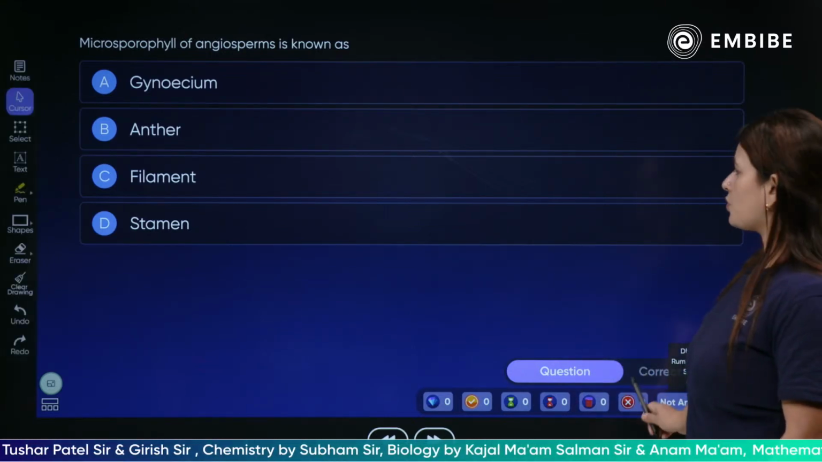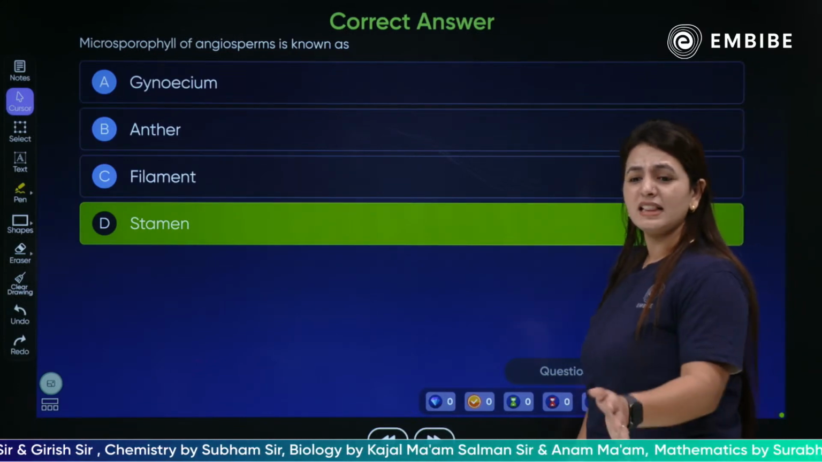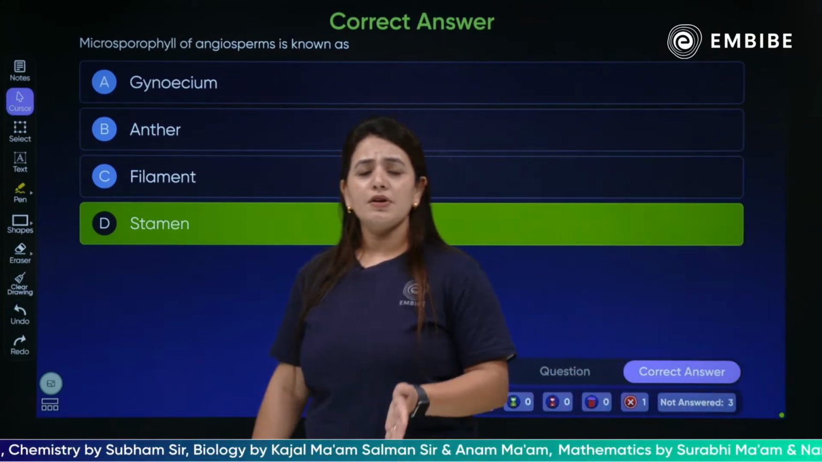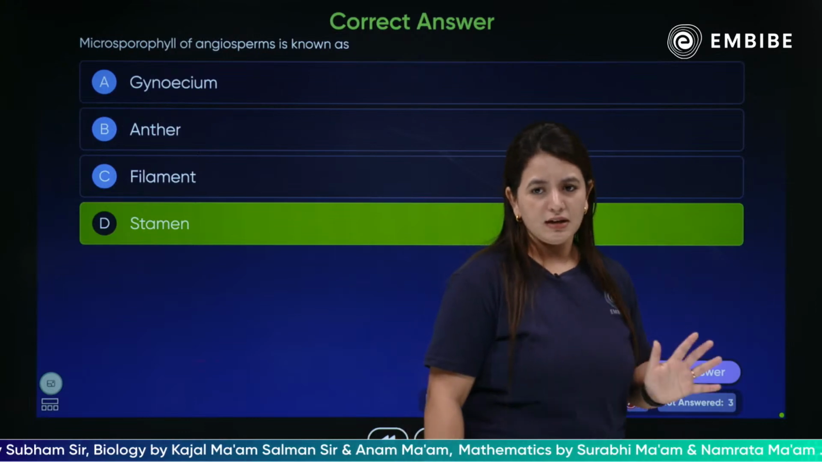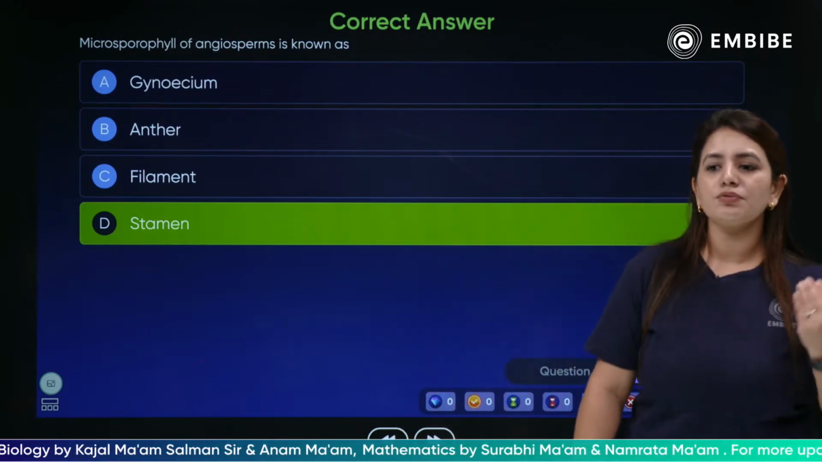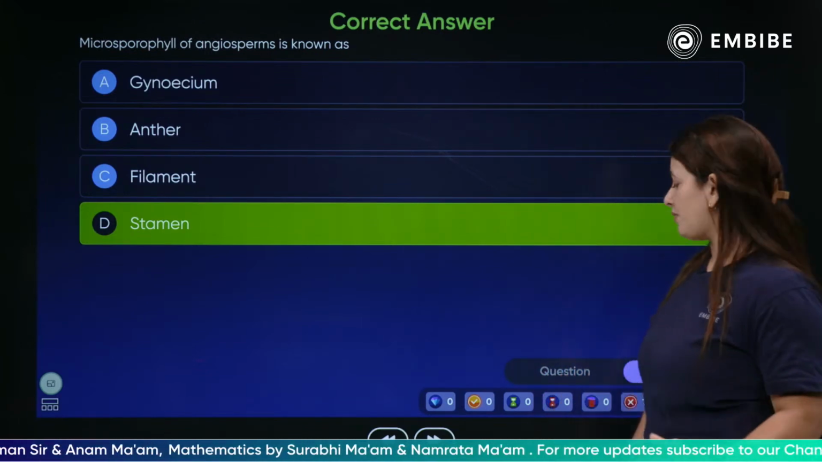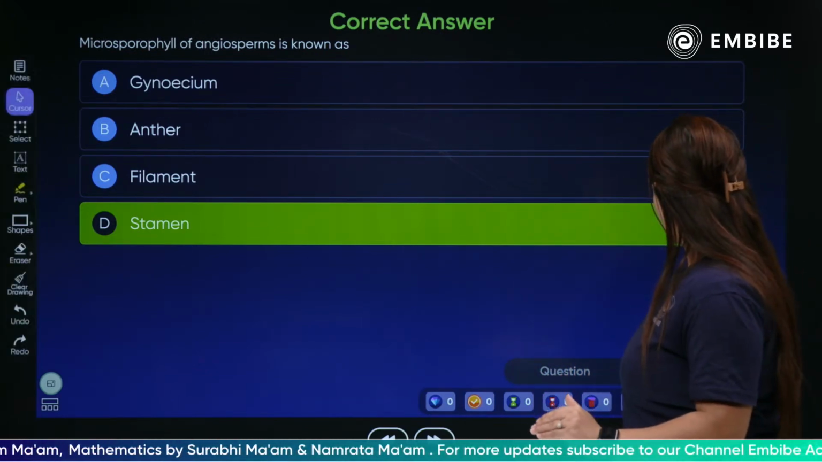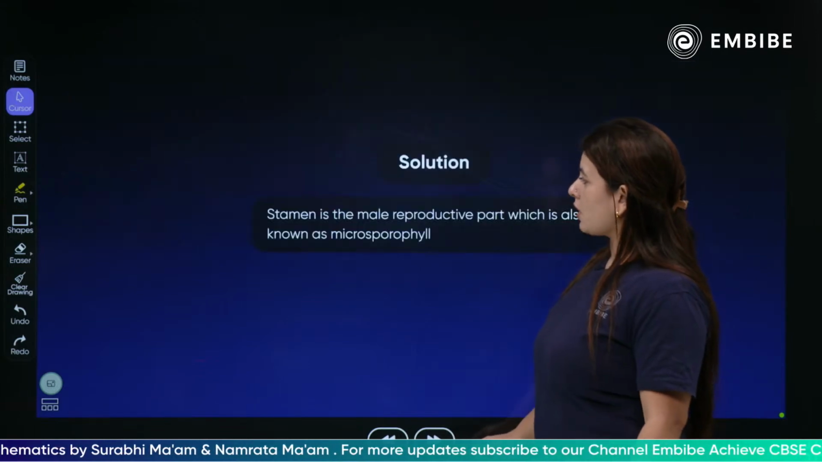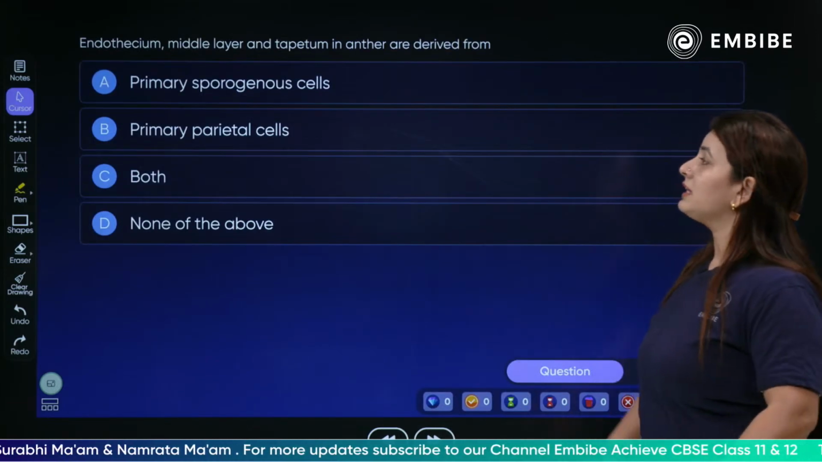Children, yes, the microsporophyll is the stamen, not anther, not filament, not gynoecium. We are talking about the microsporophyll, which is the stamen, and stamen is further divided into filament and the anther. This is what we have discussed all throughout this session. Moving on, children, talking more about the anther.